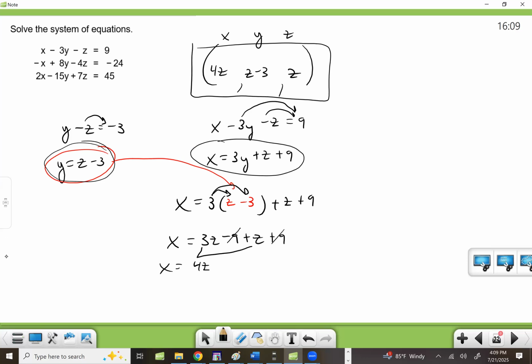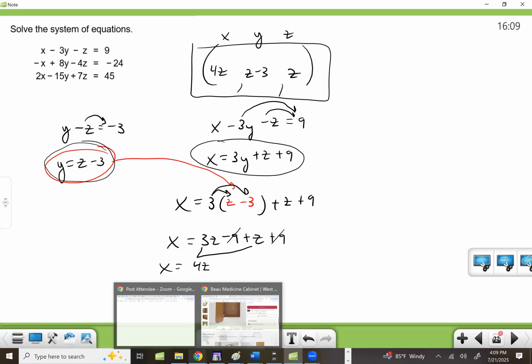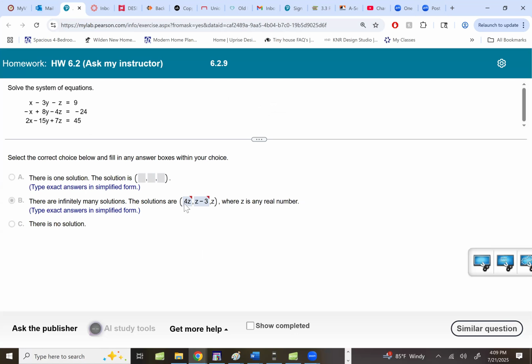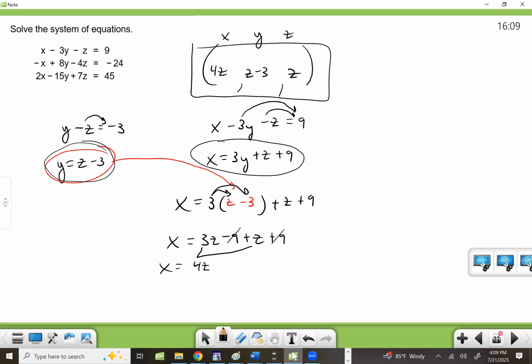We're only allowed Z's. So take what you got over here from the first part and substitute it in. Now let's go put it in and make sure it's right first. Okay, so 4Z, Z minus 3, and Z. All right. 4Z, Z minus, let's see, 4. Oh, there it is. Yeah, it is right. So 4Z, Z minus 3, and Z. Perfect.